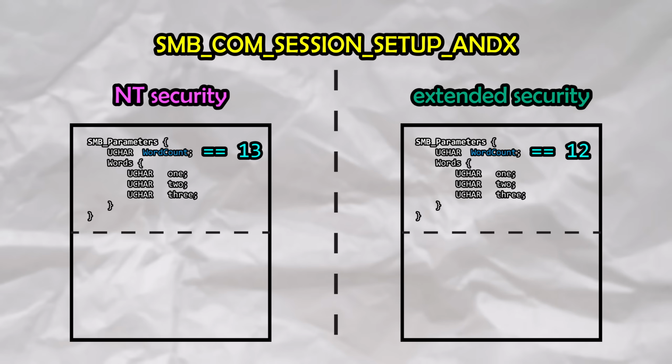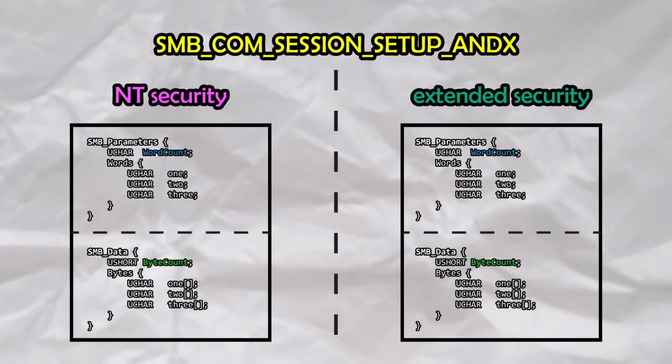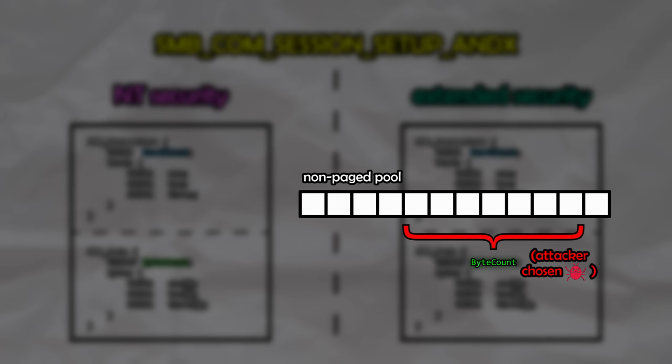Immediately following the parameter struct, there is an SMB data struct, which has a byte count field that represents the total length of its members in bytes. During parsing, the byte count field is used to determine the size of a memory allocation in the non-paged pool, which is intended to be the size of the SMB data block. When parsing these packets, there is a bug within SMB that wrongly extracts the value of byte count to a controlled value of the attacker's choosing. This is quite dangerous, as the target machine uses this value to determine the size of a memory allocation in the non-paged pool.